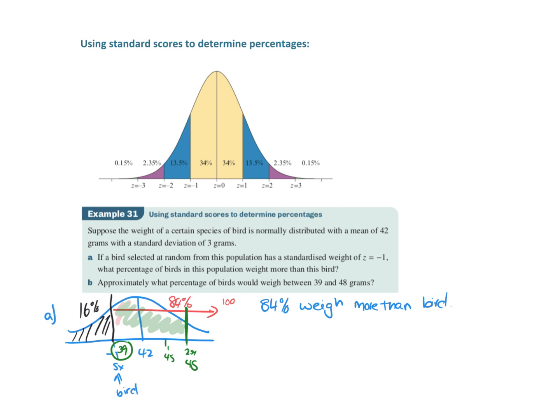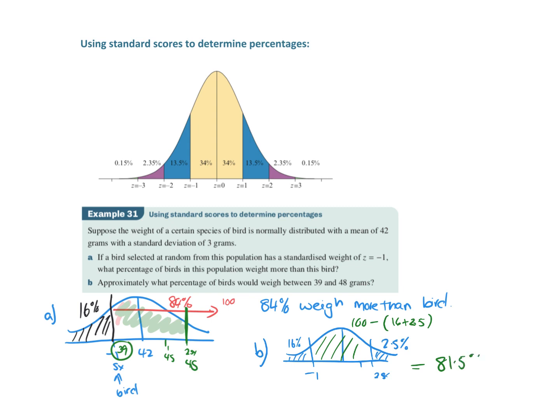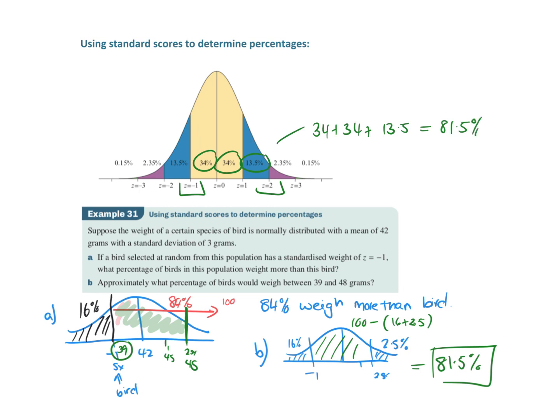So what I often just do, this is B. If I was drawing that, I know I'm at -1, which that pocket is 16%, and I know I'm at 2, and that pocket is 2.5%. So in here would be 100 minus those 2 pockets, which would equal 81.5%. Okay? So you can minus the pockets, or what you could have done is, see up here on the diagram, you're here and you're also here. You could have added those little pockets up, if you like. If you did that, 34 plus 34 plus 13.5 equals 81.5. So that could be another way.